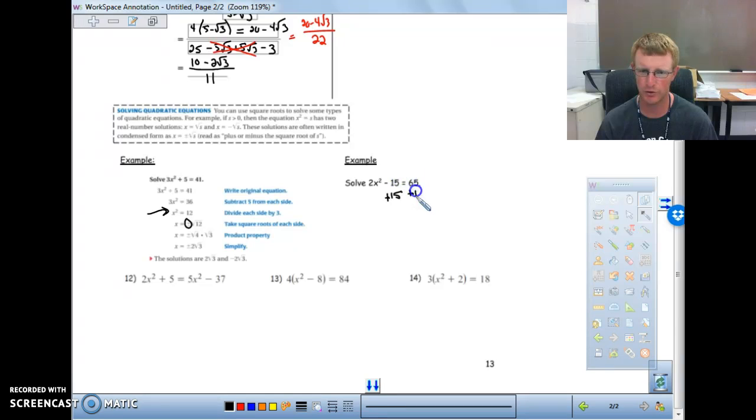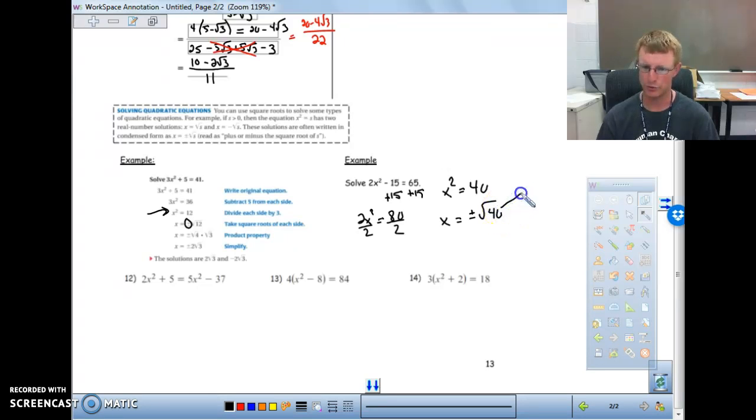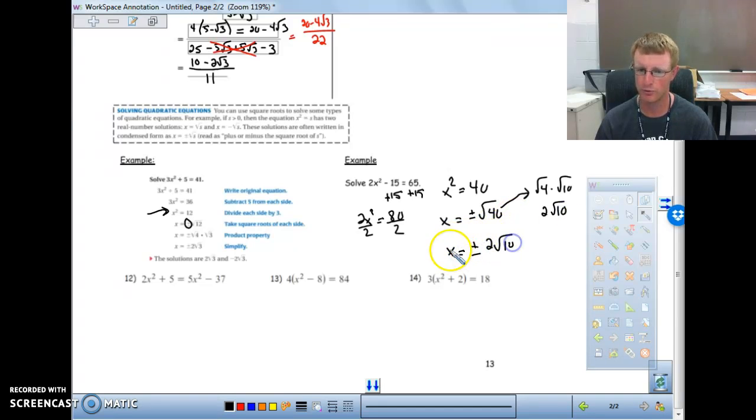So we add 15 to both sides. So we're left with 2x squared equals 80. We divide both sides by 2. So we're left with x squared equals 40. We take the square root of both sides, and we're left with plus or minus the square root of 40, but now we need to reduce. So reducing this, we will get the square root of 4 times the square root of 10, which is 2 root 10. So x equals plus or minus 2 times the square root of 10. So hopefully that makes sense.